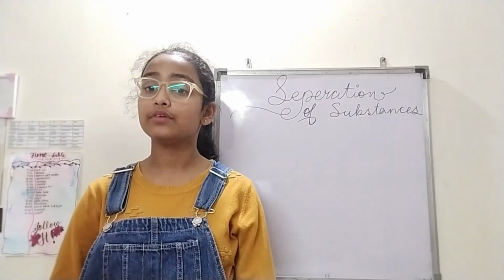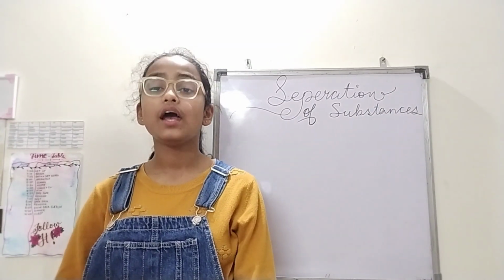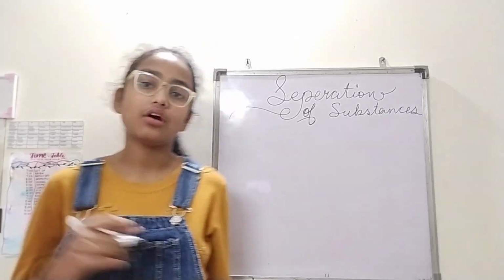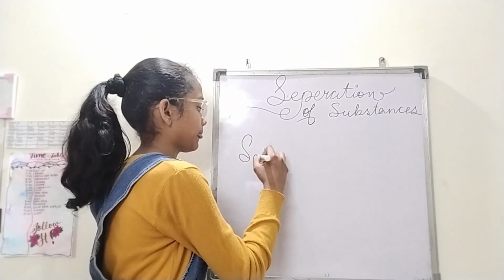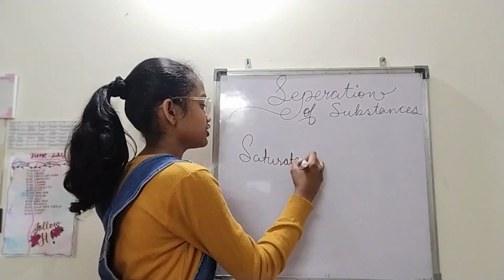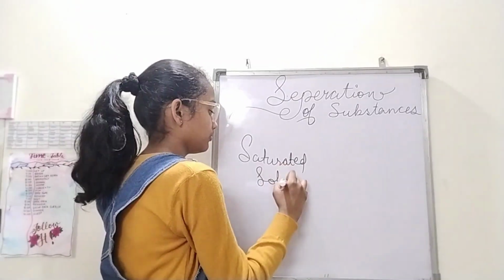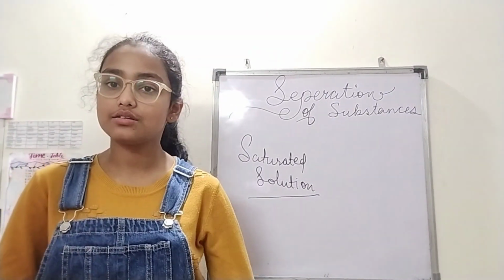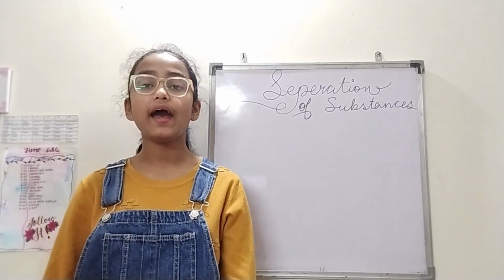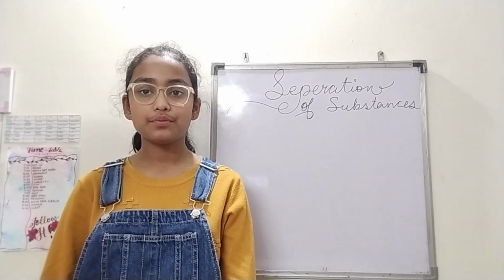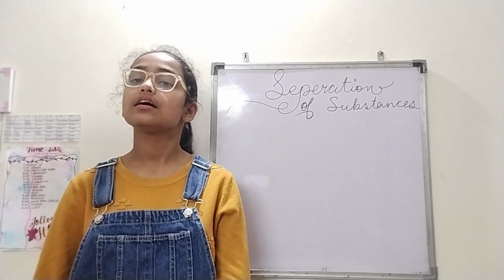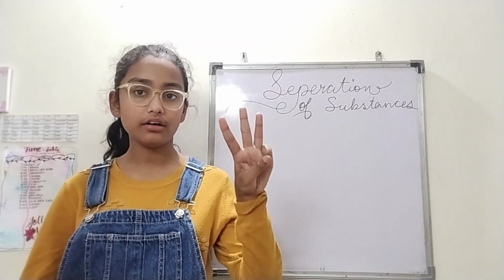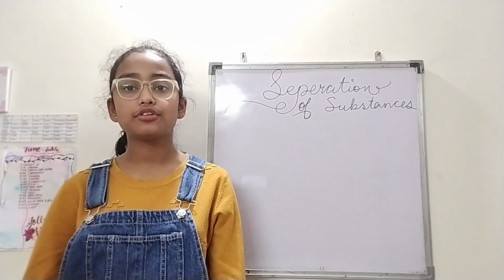Now what will happen if we keep on adding the solute in the solvent? It will reach a point at which no more solute can be dissolved. That solution is known as saturated solution. Saturated solutions are the solutions in which no more solute can be dissolved in the solvent. Now how can we add more solute in the solvent? The first way is heating. The second way is stirring it. And the third way is increasing the amount of the solvent.